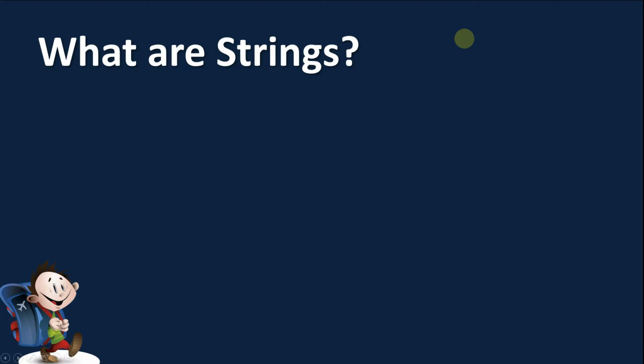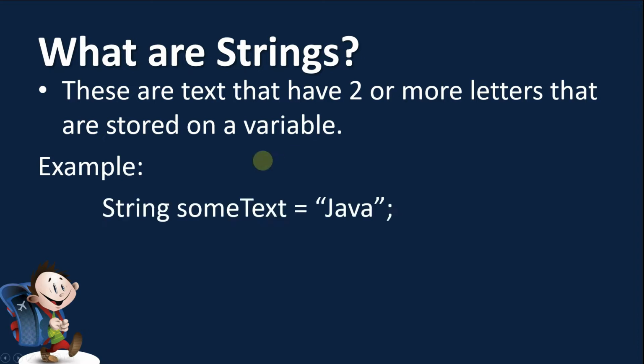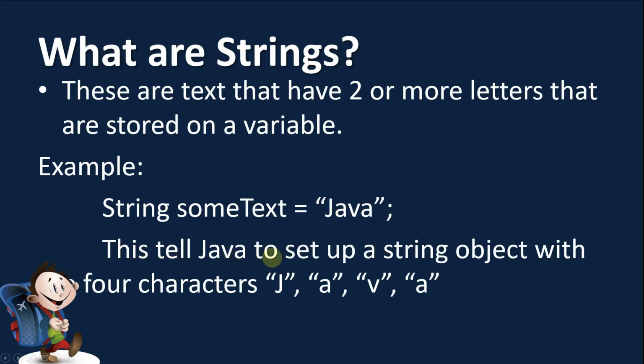So first, what are strings? These are texts that have two or more letters that are stored in a variable. For example, we have this string, the variable is some text. If we look at it, our string is placed in double quotes and we have the text. So it has two or more letters. This tells Java to set up a string object with the characters JAVA, depending on the text or string that we put.